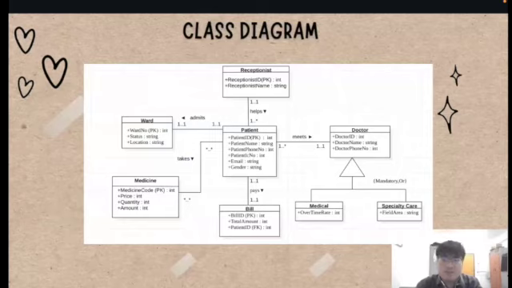So the attributes of medicine are medicine code, price, quantity, and amount. One patient can only pay one bill, and one bill will be paid by one patient. So the attributes of the bill are BID as primary key and total amount.